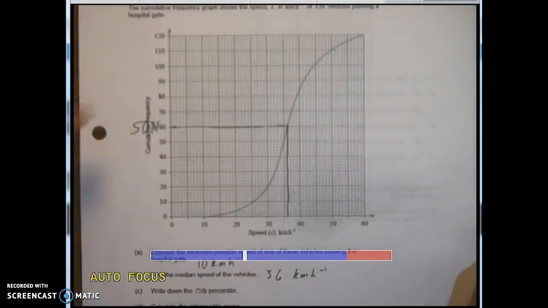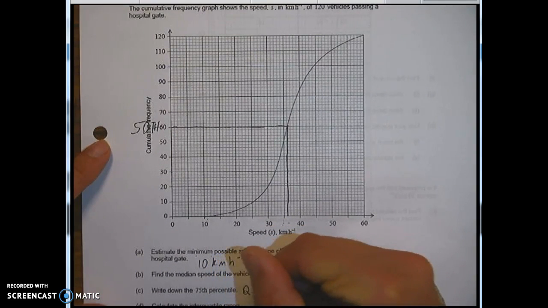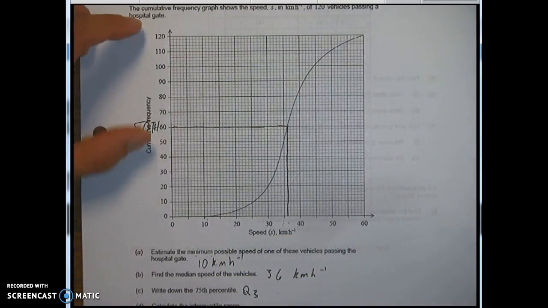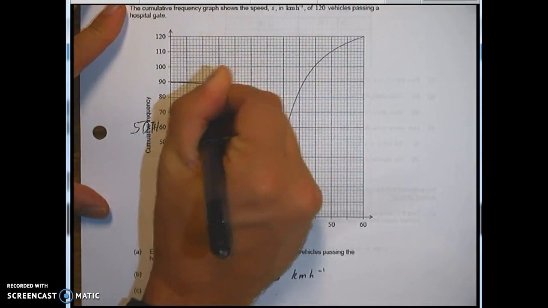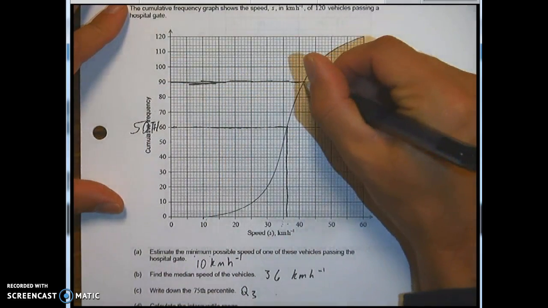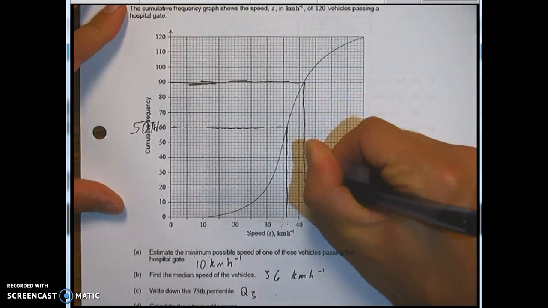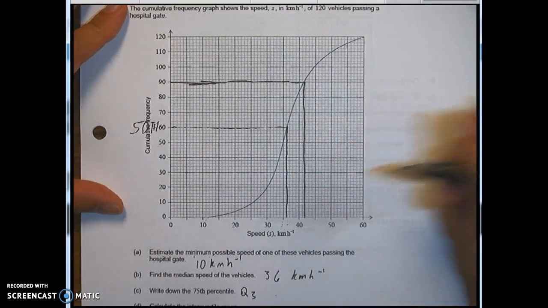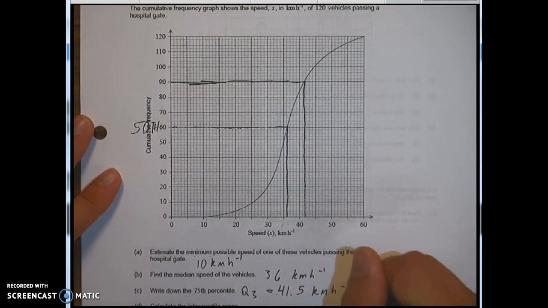The next question, part C, says write down the 75th percentile, which is another way of asking us for Q3. Well, Q3 is always halfway between the total frequency and the median. So halfway between 120 and 60 is 90. So I'm going to go straight across here until I intersect the graph. And then I'm going to go straight down. And that appears to be 41.5 kilometers per hour.